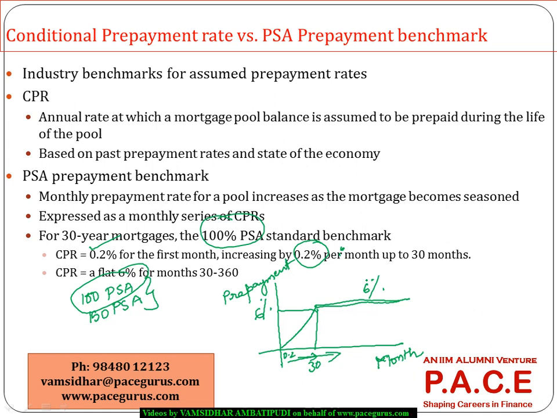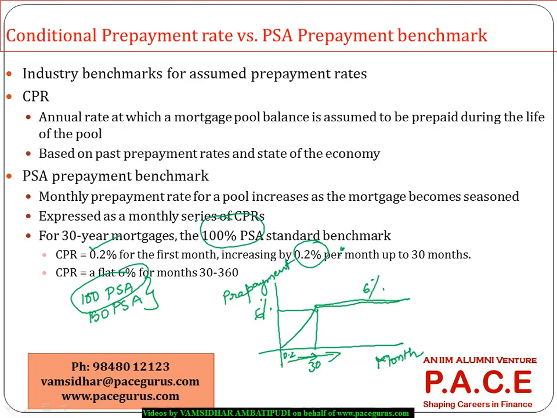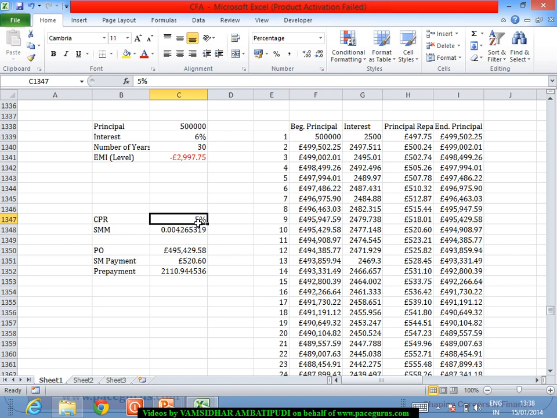So in the earlier example, if I want it for the 10th month, I cannot take CPR as 5%. For the 10th month, going with this assumption, CPR will come out only as 2%, which means the SMM will come out to be this much. And from here, I can find out that the prepayment amount in the 10th month is expected to be around $832.